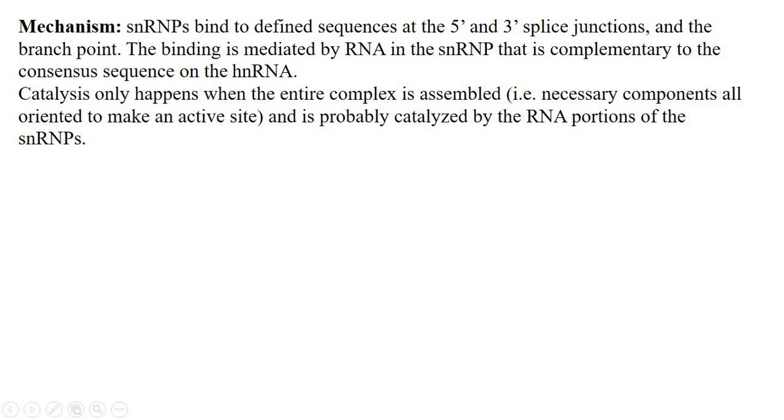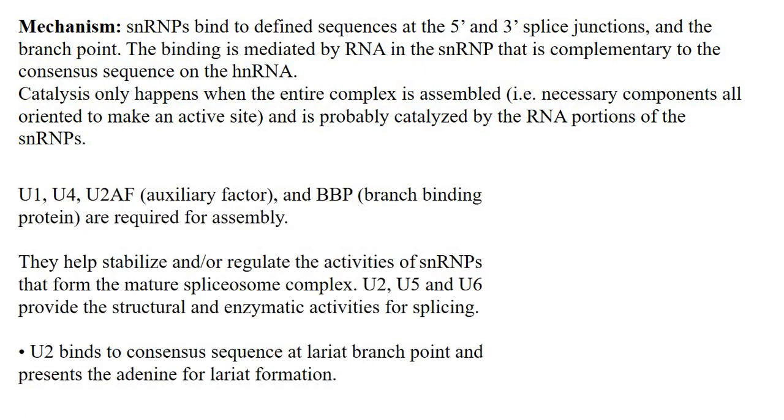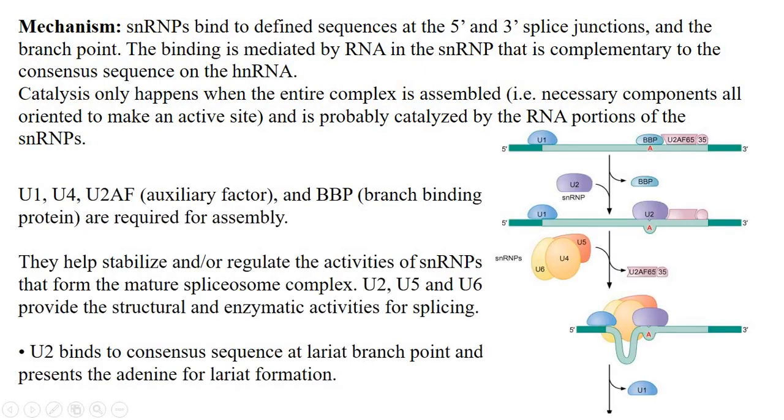The SNRPs bind to these defined sequences at 5' and 3' splice junctions. See here. So these are your snRNAs, U1, U2, U4, U5, and U6. So U1 finds these intron exon boundaries. This binds here. These SNRPs bring them here, of course. This binding is mediated by RNA in the SNRP that is complementary to the consensus sequence of heterogeneous RNA.